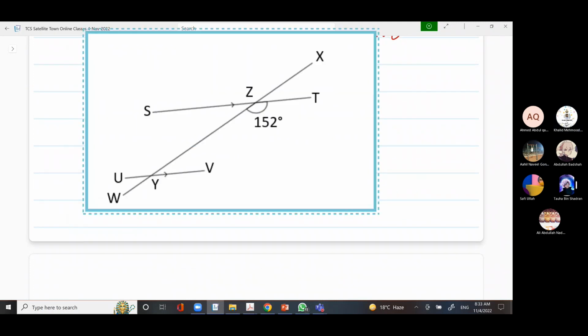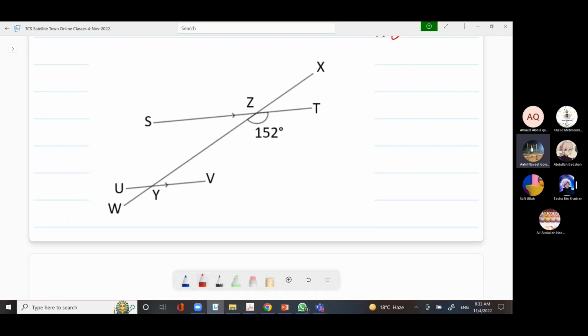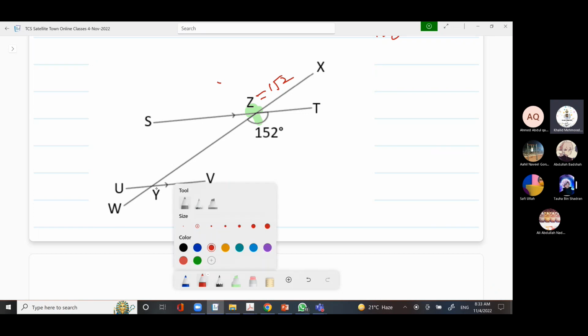Z and 152 degrees. Z and 152 are vertically opposite angles. Vertically opposite angles, so that's why it's very easy. Z is equal to 152. And what about Y?